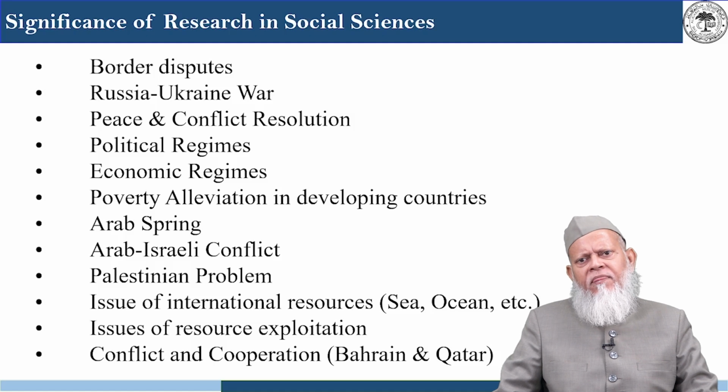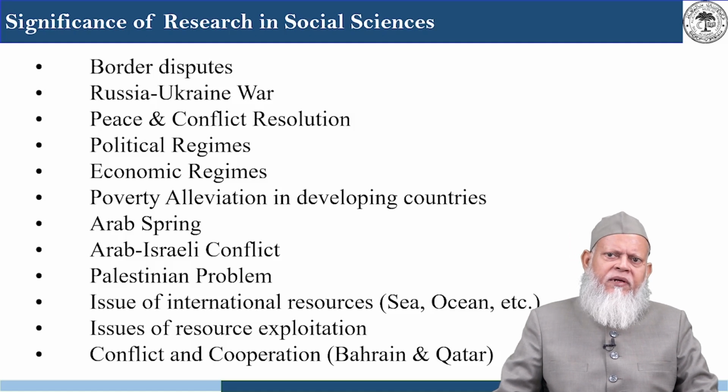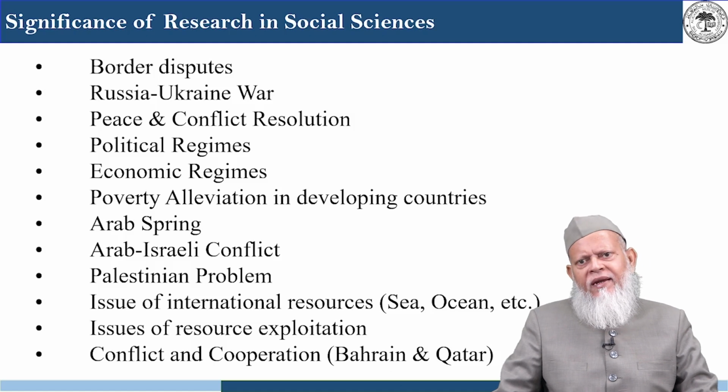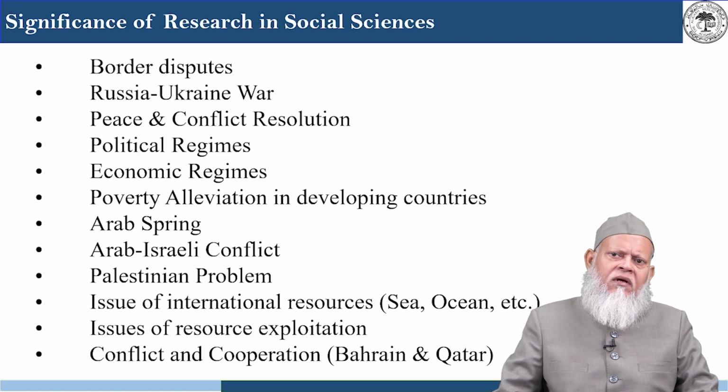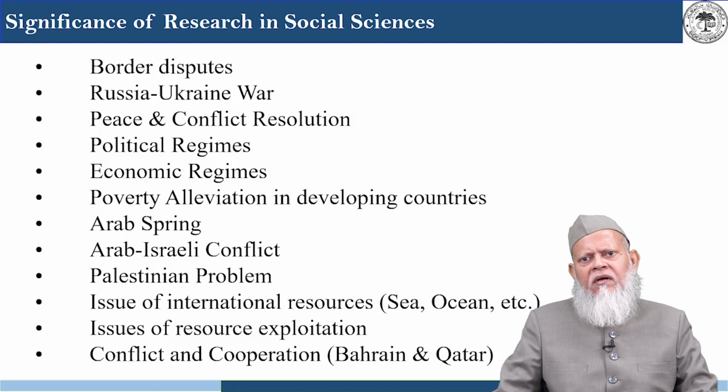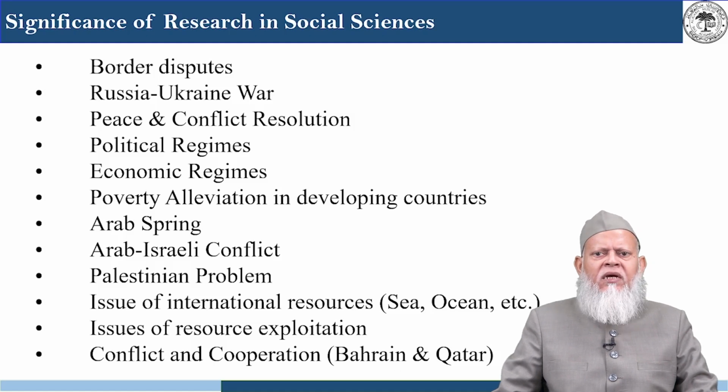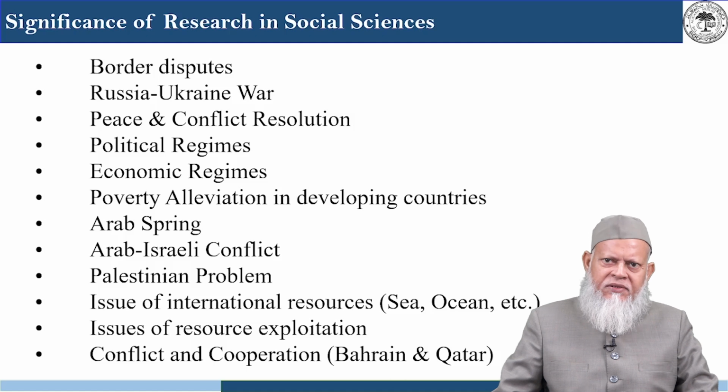For example, there was a dispute between Qatar and Bahrain over an oil field which is between those two countries, an offshore oil and gas field, and the dispute went up to the International Court of Justice. However, somehow these countries were able to make some understanding and exploit these resources for the benefit of both the countries. So, we have to understand that.